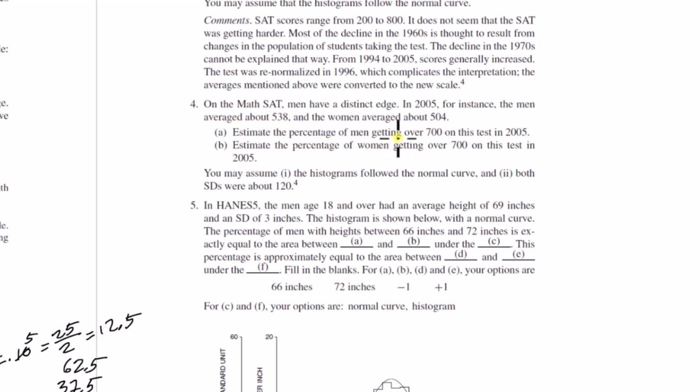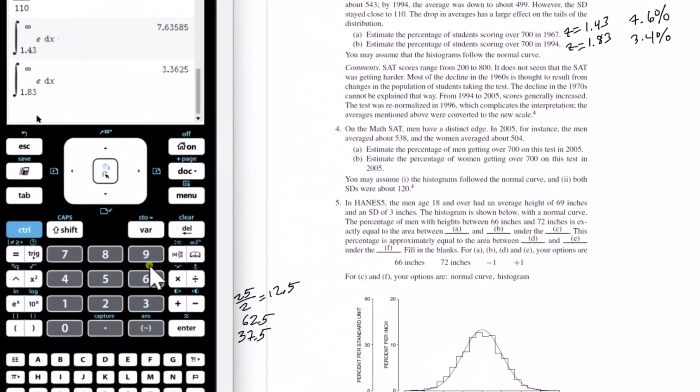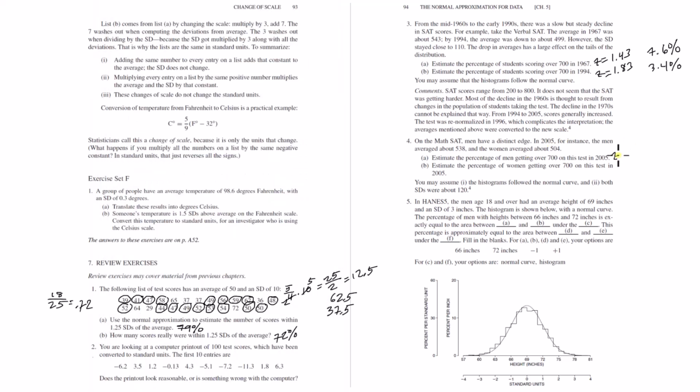So the percentage of men getting over 700 on the test in 2005. Well, what is 700 in standard units? If the standard deviation is 120, how far above the average is 700? 700 minus 538, we're talking about the male histogram, and how many standard deviations is that? It's 120. So Z is equal to 1.35.